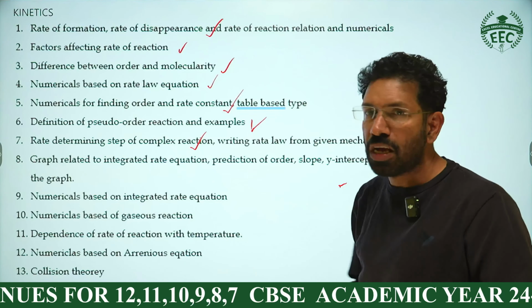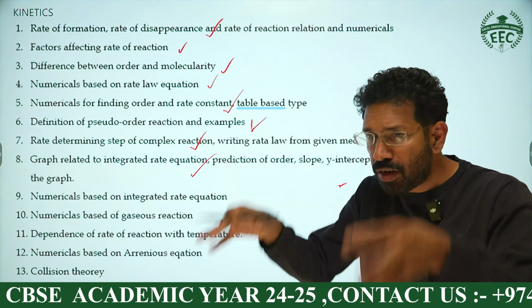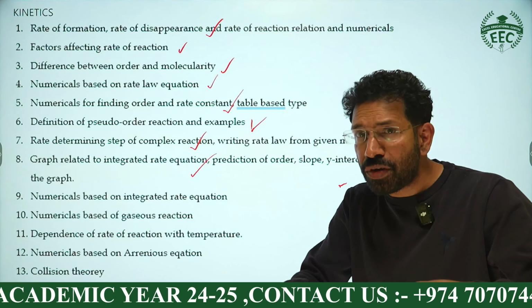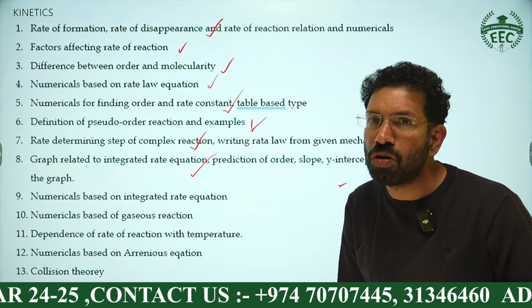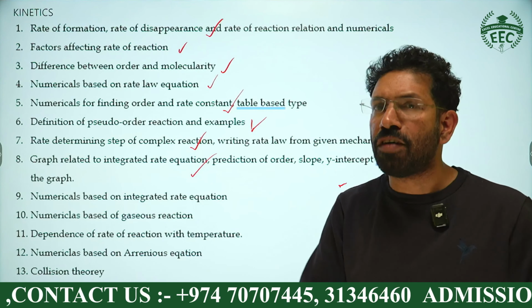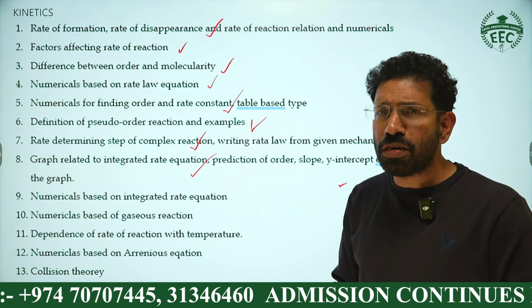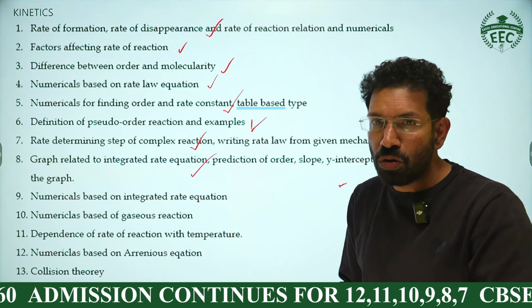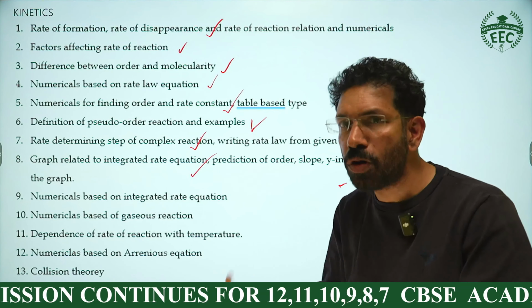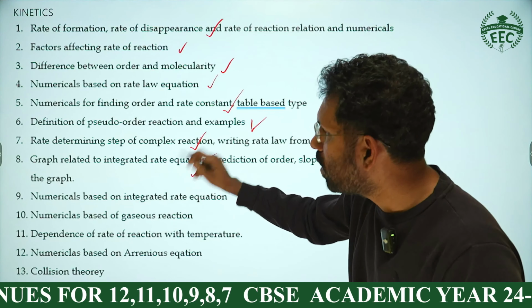Then graph related to integrated equation, prediction of order, slope and everything. We explained in the class that when they give a graph, based on the graph they may ask what is the order of the reaction. We told you one shortcut in the class. Do you remember how to identify the order of a reaction from a graph? Very simple shortcut. We can say if log term is not there in the y-axis, order is 0. If log term is there in the y-axis, order equal to what? Tell me, first order. 0 and first order are there in the syllabus. Just go and study that.